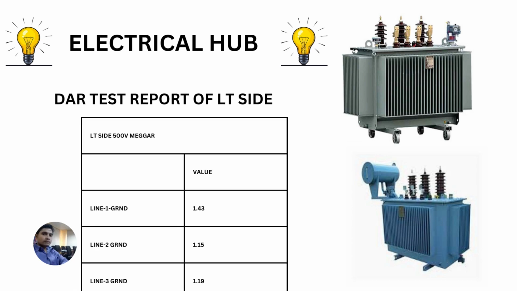Now, here is the sample report of the DAR test of the LT side. Its value from line 1 to ground is 1.43, line 2 to ground is 1.15. Anything above 1 is acceptable.